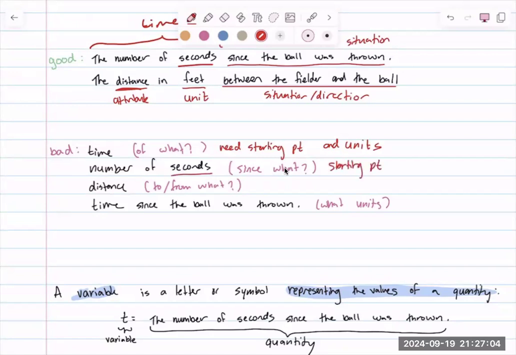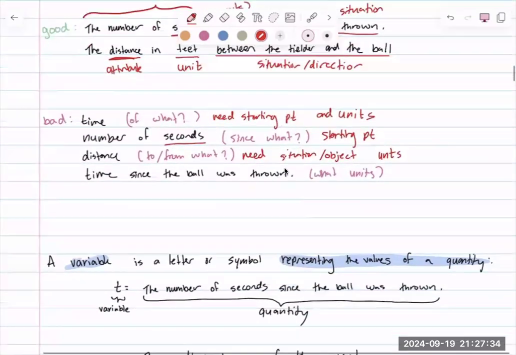Next attribute, or our next definition, was distance. Again, same issue here. We need a situation or object, because it could be what? The distance between the fielder and the ball. It could be the distance between me and the wall. So we need the situation and object. And we need units, of course. So what is this distance in feet, in inches, in yards, and let me try to think of some other units, in millimeters. So be more specific.